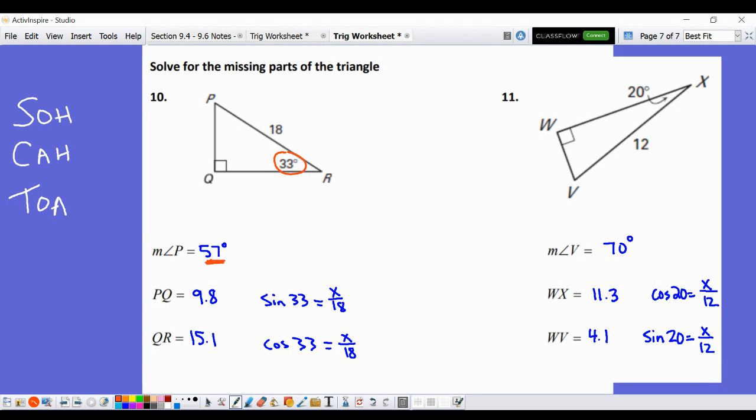Same idea here in number 11. We've got 90, 20. Don't overcomplicate that. That has to be 70 right there. If they give you 2 out of 3 legs, 2 out of 3 sides instead of 2 out of 3 angles, we would use Pythagorean theorem. Again, no need to overcomplicate it. Go back to, when did we learn it in the year? That's probably the best approach.